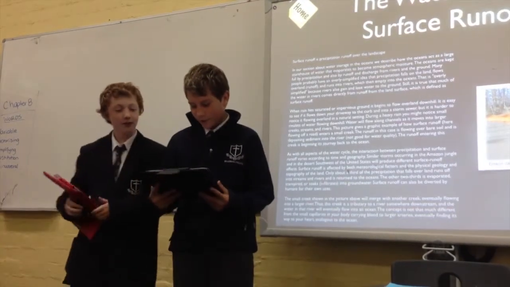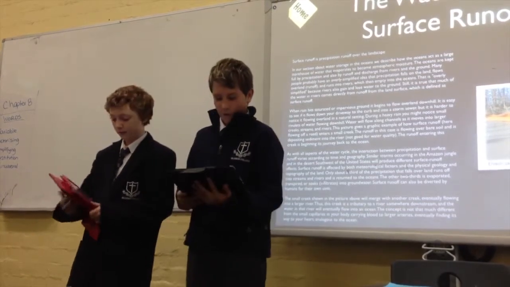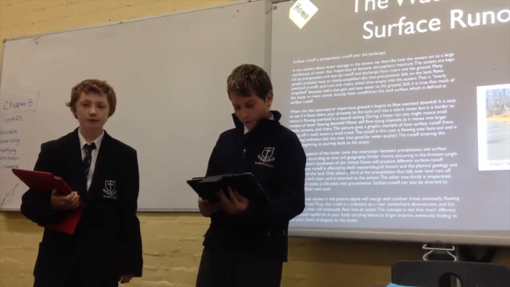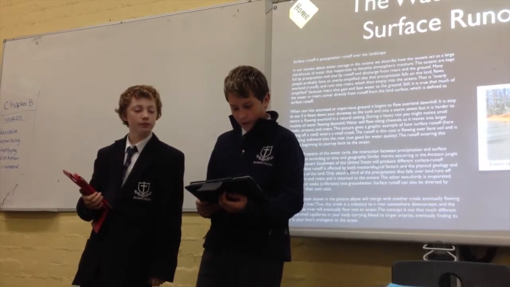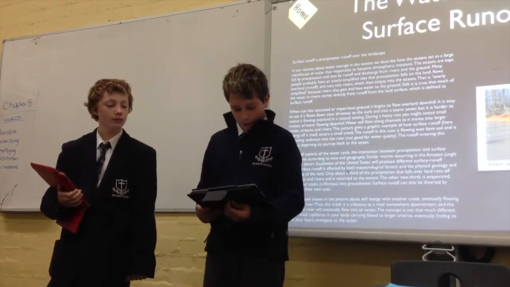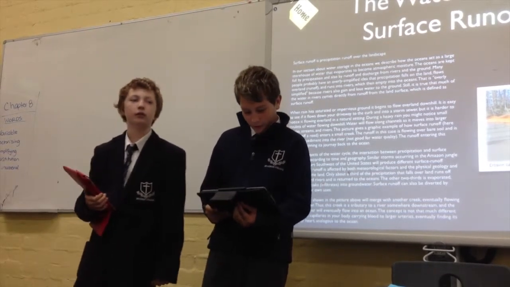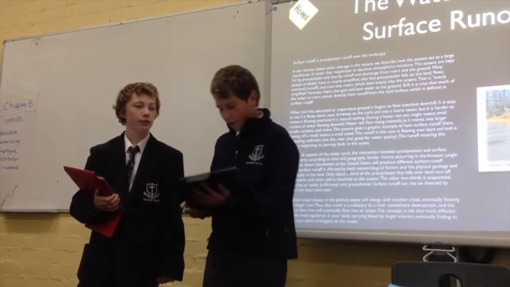Well, we're doing surface runoff. Surface runoff is when water from the rain falls to the ground on a hill and forms a group of droplets to make a rivulet.